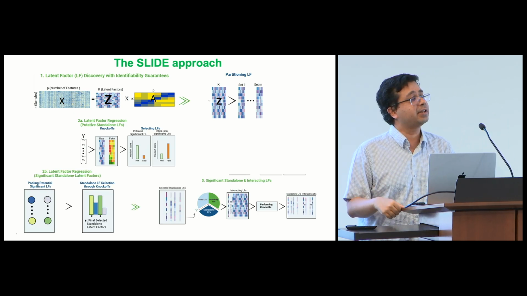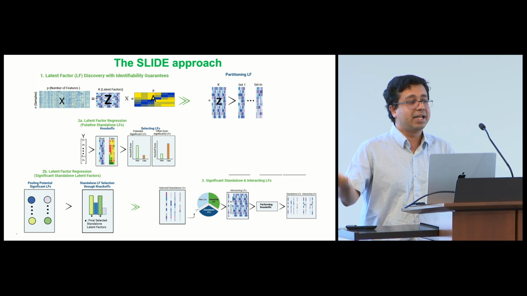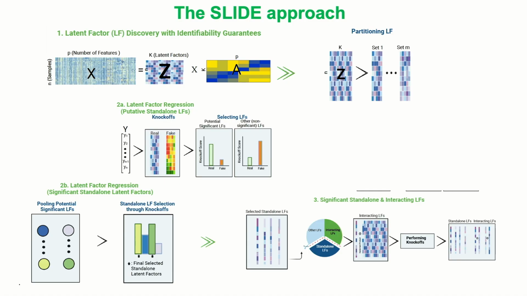Now, using hierarchical OR logic, we test nonlinear up to pairwise interaction terms and apply knockoffs again. So we identify significant standalone latent factors and then significant interacting latent factors. And we have a model where we come down to a necessary and sufficient set of latent factors to understand the response or infer the response.